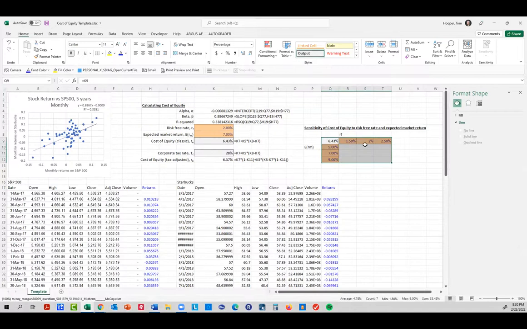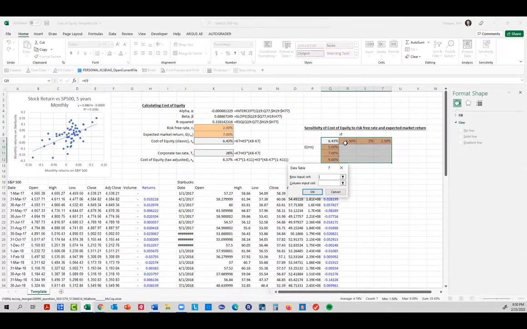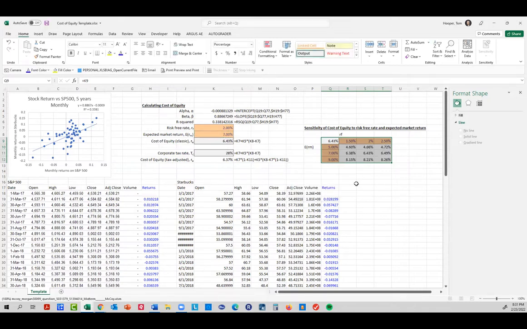Once again, like you did on the midterm, your row input goes into the risk-free rate, and your column input goes into the expected market return. Then you see that when it is 2 and 7, I do in fact get the 6.43% cost of equity.